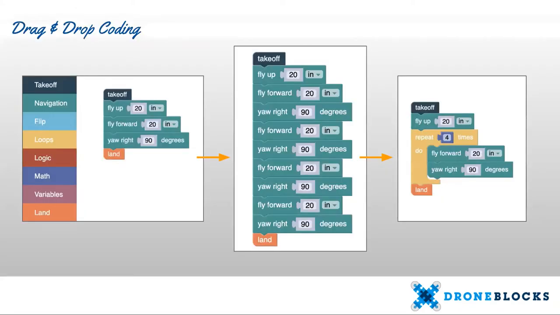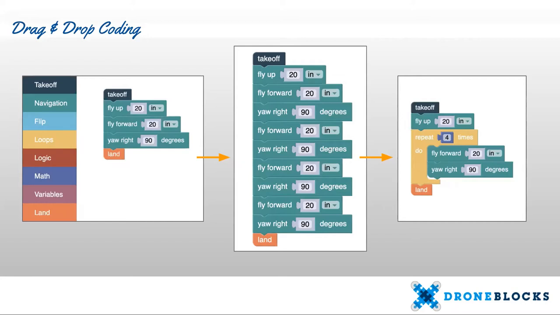Using the simplest blocks of code, you can design a mission as simple as this first one: taking off, fly up 20 inches, fly forward 20 inches, yaw or turn right, and land. Then you can enhance that learning and build upon those basics. So take it a step further and challenge your students to program the drone to fly in the shape of a square. Have them collaborate to check their angles, distances, and then test.